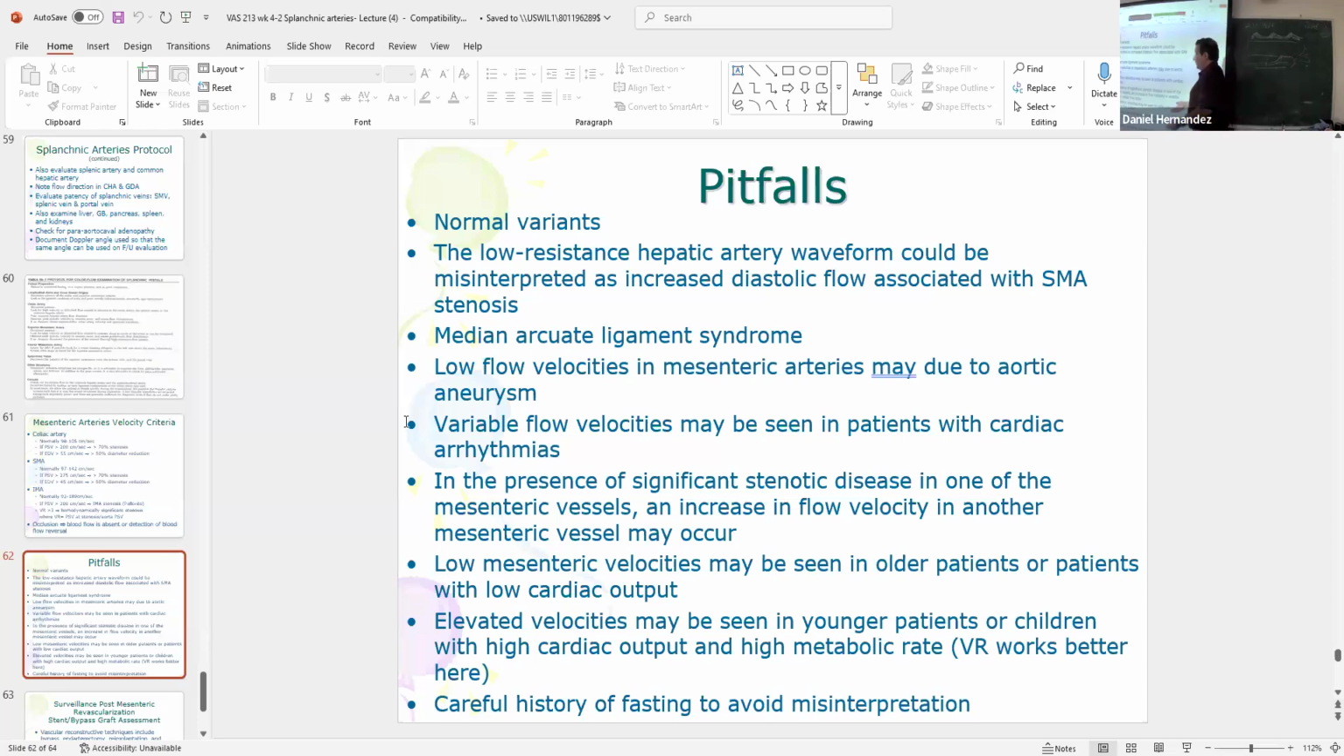Cardiac arrhythmias give us variable velocities. When you get that, try and pick one in the middle. Typically with an arrhythmia, you have one very fast, and then one very slow, and then one kind of in the middle. Presence of severe stenotic disease within the aorta can also increase those mesenteric velocities. Younger patients, with strong cardiac output and a nice young heart, will naturally have faster velocities just because that heart is stronger. And again, careful history, ensuring that the patient is truly fasting, to avoid misinterpretation.